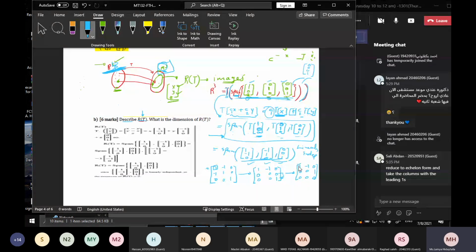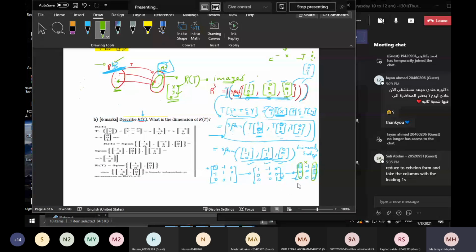This is the leading one here, and this one is the leading one. The last one has no leading one. So this column has a leading one, and this column has a leading one, while this one has no leading one. That means this vector I can write in terms of the other two. So these are linearly dependent, since this one is a linear combination of the others. So not all 3 are a basis.